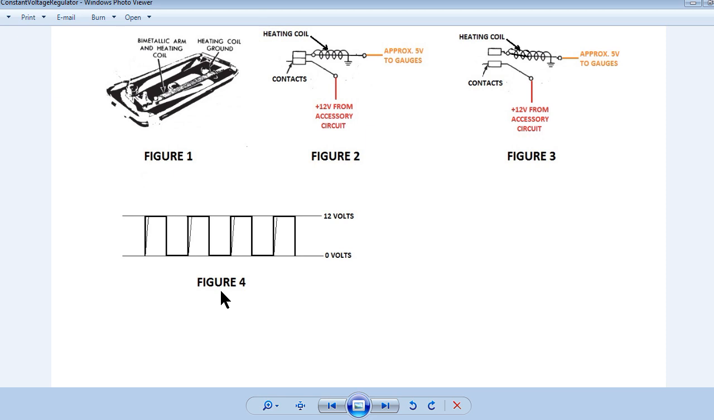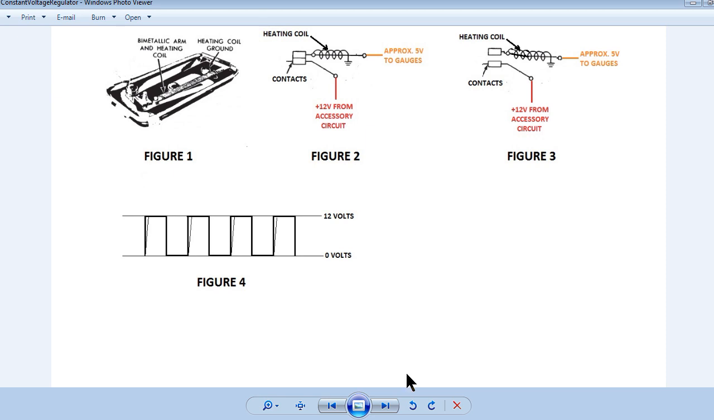You may say, wait, why wouldn't it be an average of 6 volts? Because the pulsing DC acts somewhat like AC, there is a delay in the rise of the 12 volts as shown by the light lines in Figure 4. Many people have replaced the inner components of the constant voltage regulator with a 5-volt regulator, LM7805. The constant voltage regulator is a difficult device to troubleshoot.